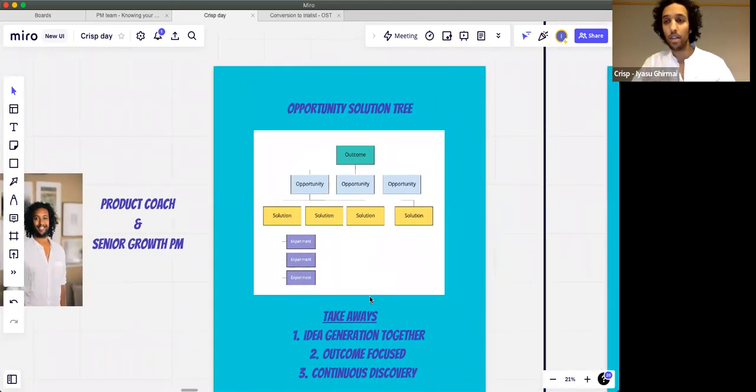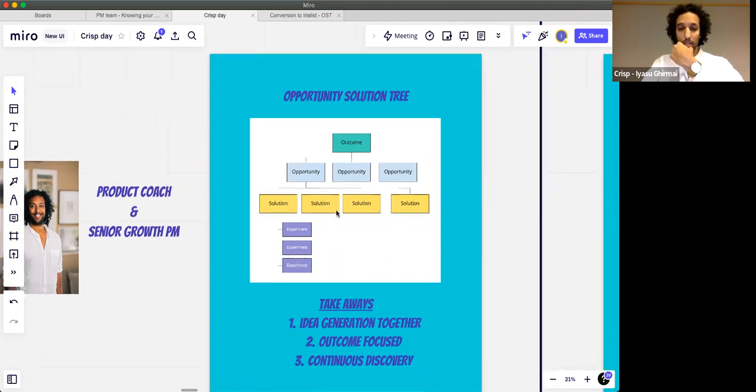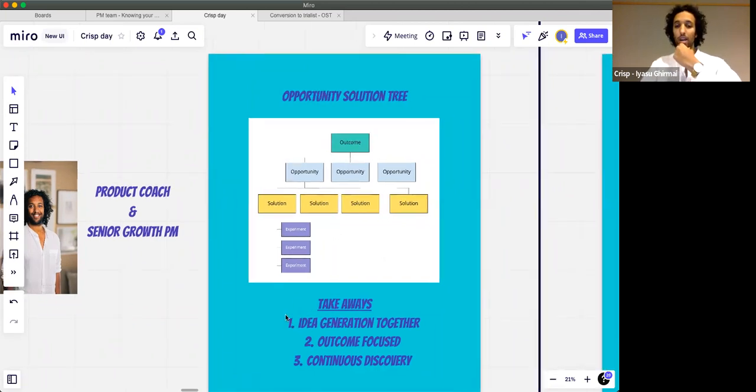But yeah, so today I'll be talking about opportunity solution tree. I don't know if anybody has heard about this before, but I really like this framework. It's very much what Marcus was talking about previously about how you focus on the outcome. A few takeaways from today's session will be how you do idea generation together, how you stay outcome focused, and how you continue to do continuous discovery.